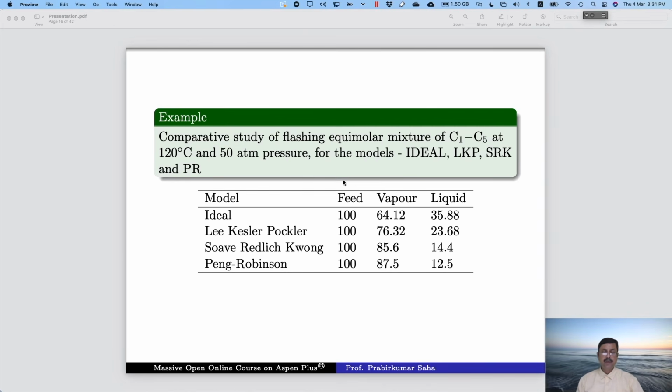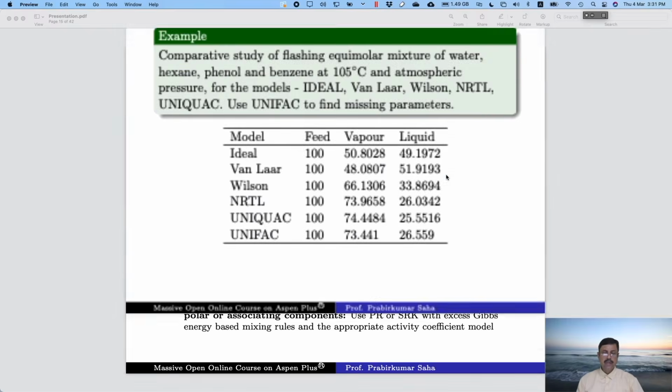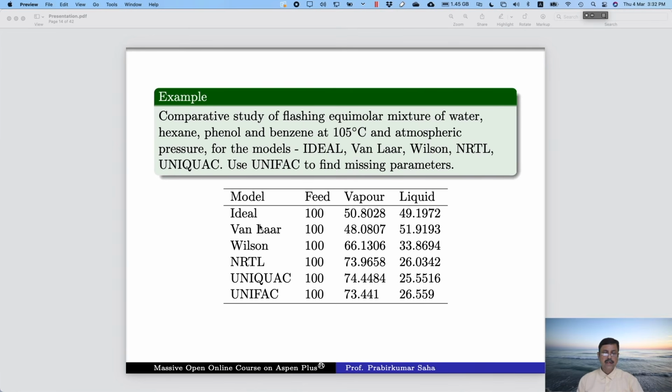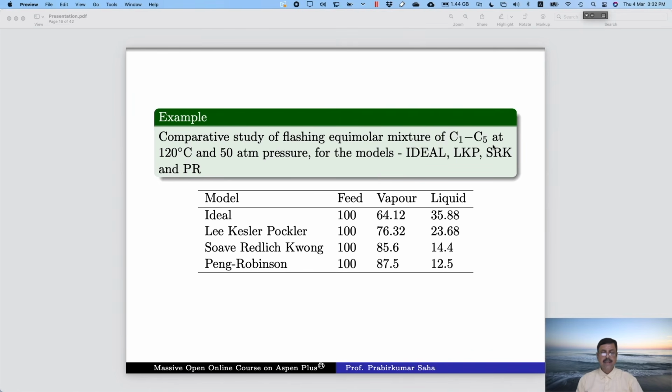And this will be equimolar mixture. So earlier for this case, we took 25 moles of water, 25 hexane, 25 phenol and 25 benzene because we had 4 components. In this case, we are having 5 components, so we have to take 20-20 each. So the same thing we have to do and check whether we get these figures for vapor and liquid. So I won't do it here on the Aspen domain. I give it as a task for you to practice.